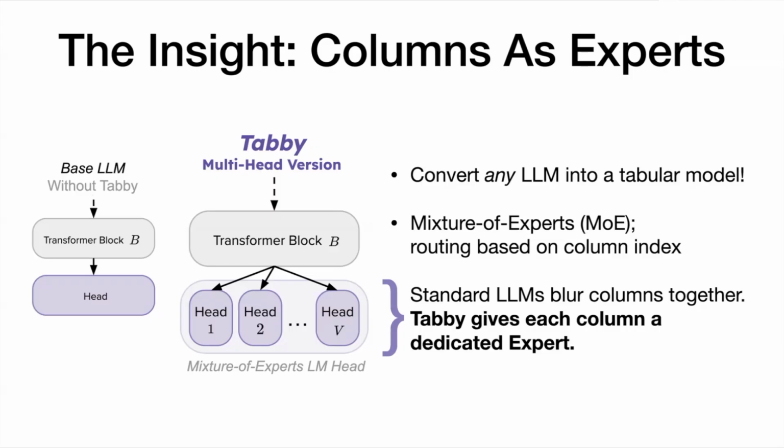So on the far left, you can see the final transformer block is followed by the language modeling head in a normal large language model. While in the Tabby model, we swap out that language modeling head with a set of heads where we have one language modeling head for each of the columns in our tabular data set. As a result, each of these heads is able to specialize and model its specific corresponding column, while earlier parts of the model are shared across all of the columns to learn the relationships across columns in our data set.